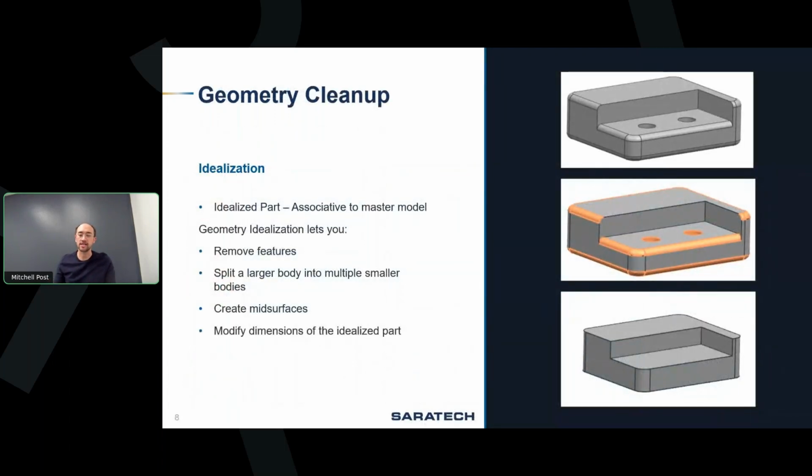This is done in the Idealize part to start with. If you don't know what the Idealize part is, it's linked to the master model. So any changes we make here will be local to the part, but the original geometry is based off of our original part. You can remove features, split bodies, create mid-surfaces, and modify dimensions.